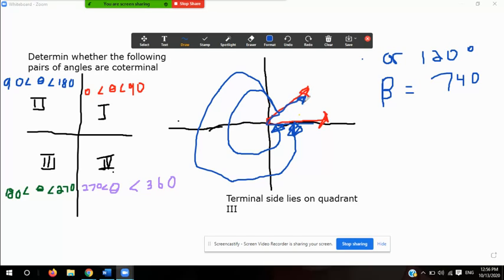So in reality, 740 degrees and 20 degrees are coterminal because both of their terminal sides end in the same place. So in this case, 740 degrees and 20 degrees are coterminal.